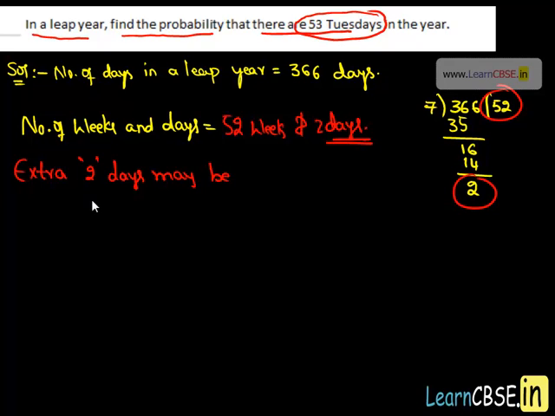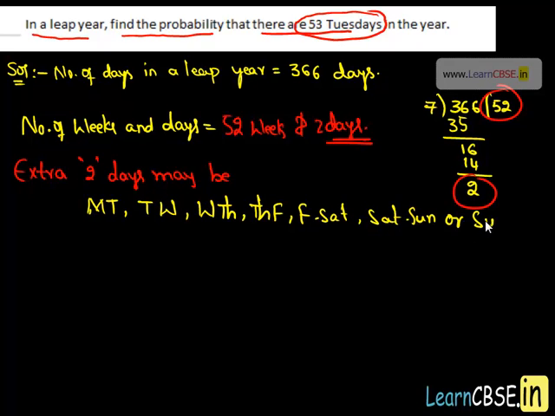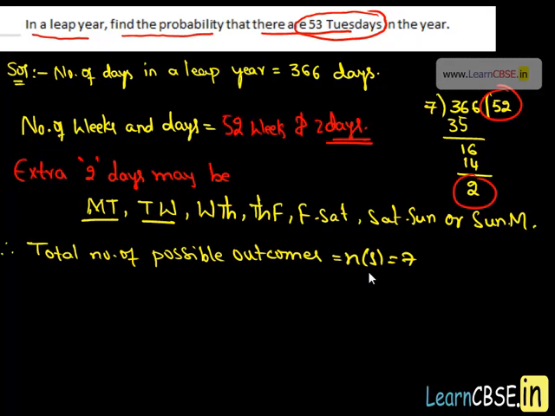The extra 2 days may be Monday, Tuesday, or Tuesday, Wednesday, or Wednesday, Thursday, or Thursday, Friday, or Friday, Saturday, or Saturday, Sunday, or Sunday, Monday. Totally, the number of possible outcomes is 7. Here we take n(S) as 7. Here we are supposed to find the probability that there are 53 Tuesdays. Let E denote the event that there are 53 Tuesdays in a leap year.